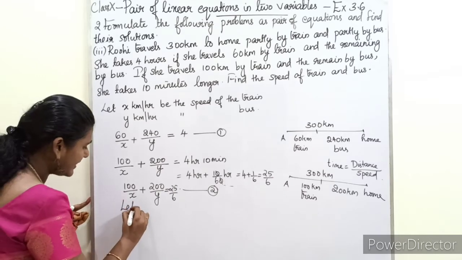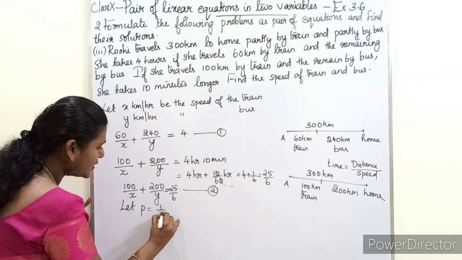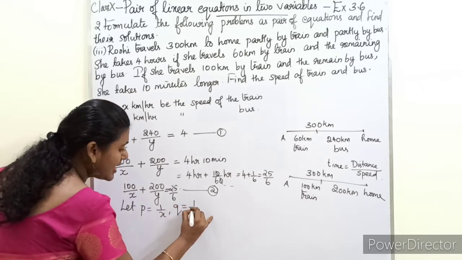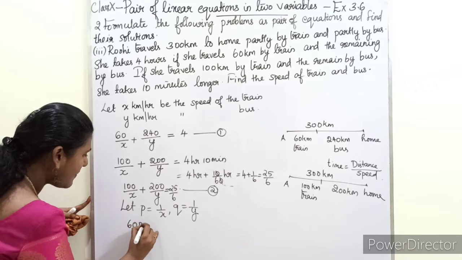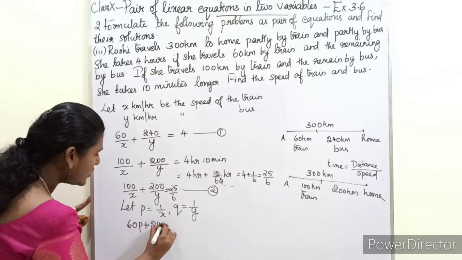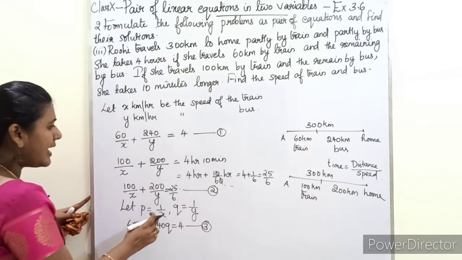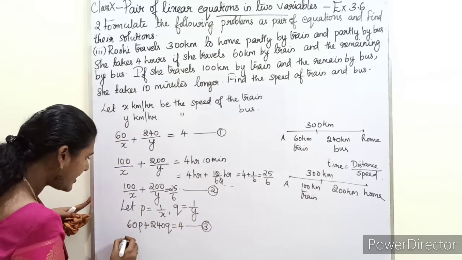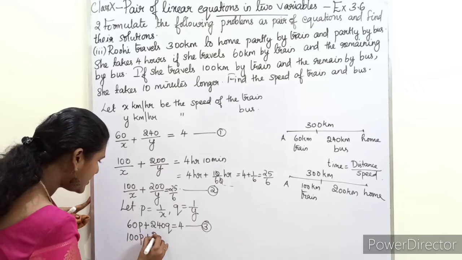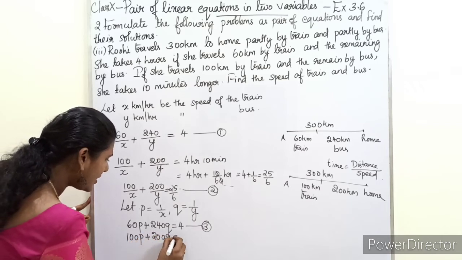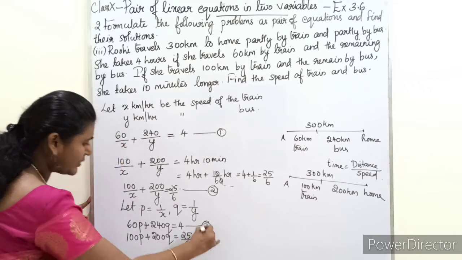1 by x we will take as p, that p is equal to 1 by x and q is equal to 1 by y. So the equation changes to 60p plus 240q is equal to 4. This is the third equation, and here 100p plus 200q is equal to 25 by 6. So this is the fourth equation.